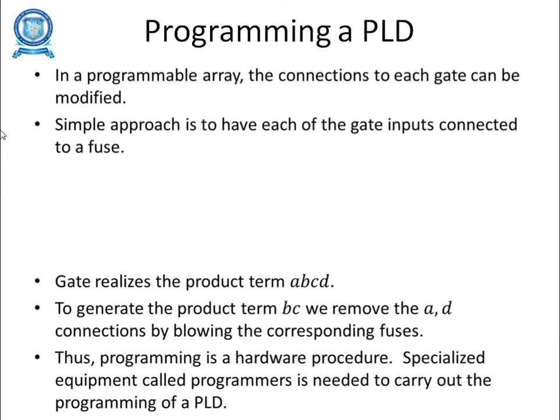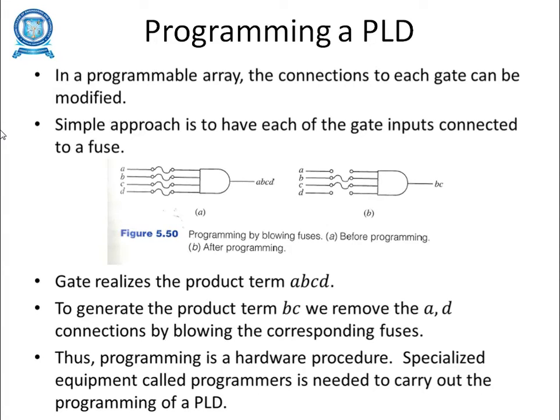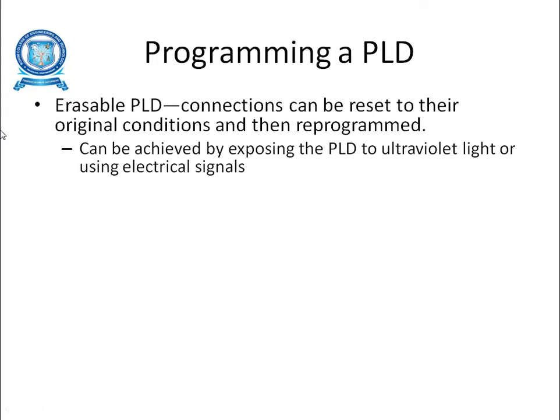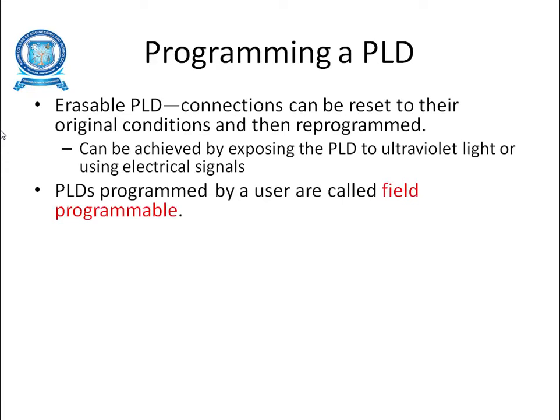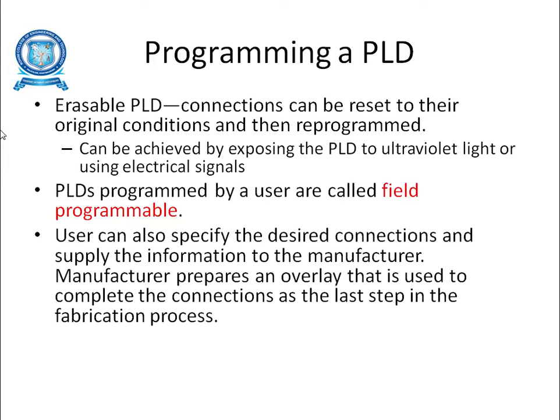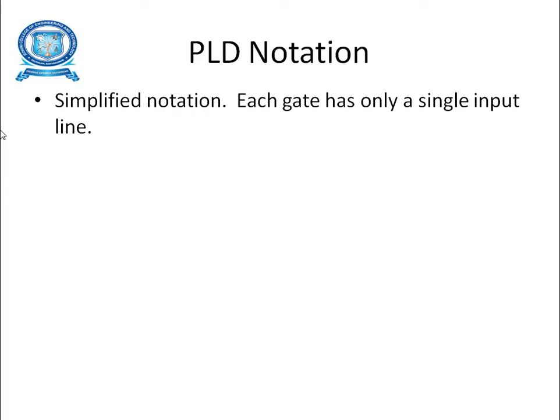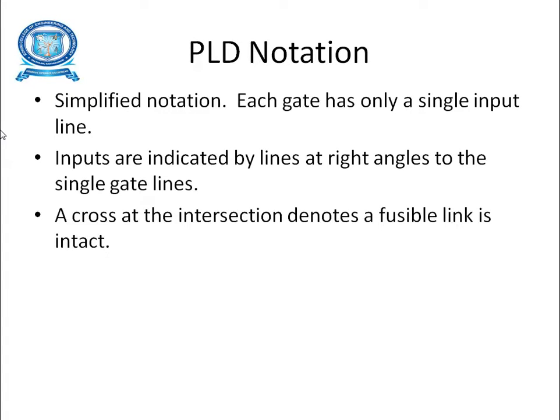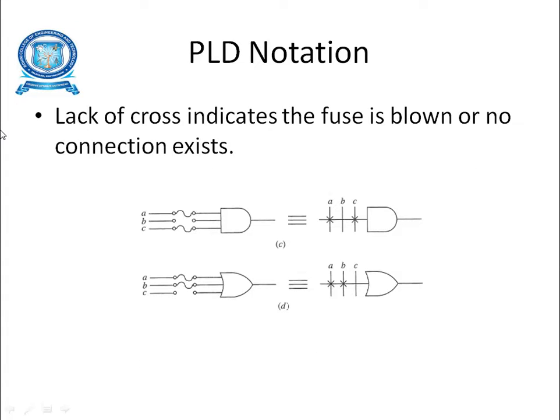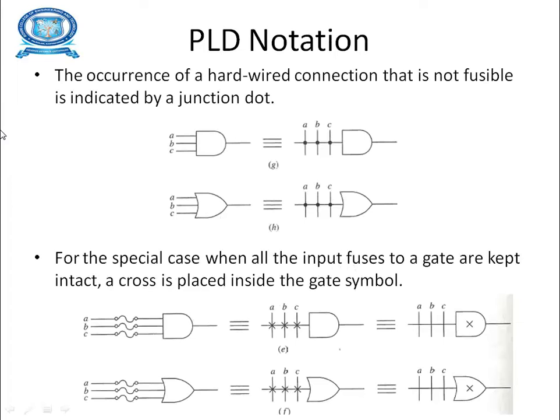Programming a PLD means that the connections of the gates can be modified. A simple approach is to have the inputs connected through a fuse. There are programmable PLDs and erasable PLDs. A PLD programmed by the user is called field programmable, while one programmed by the manufacturer is called mask programmable. In the PLD notation, a simplified notation is used where each gate has a single input line. The cross at an intersection denotes a fusible link in this intersection. The lack of a cross indicates the fuse is blown and no connection exists.